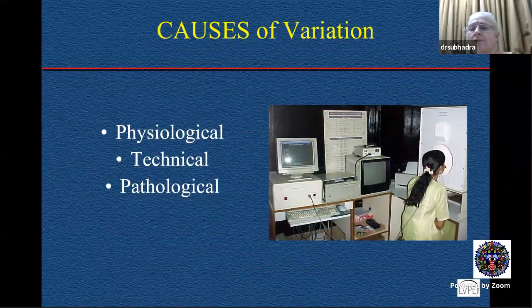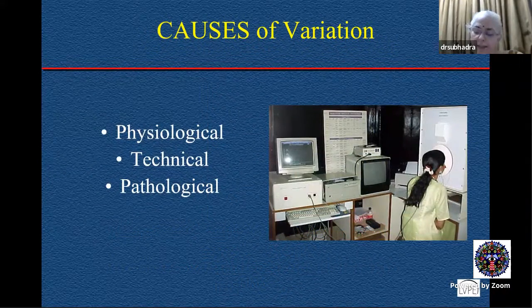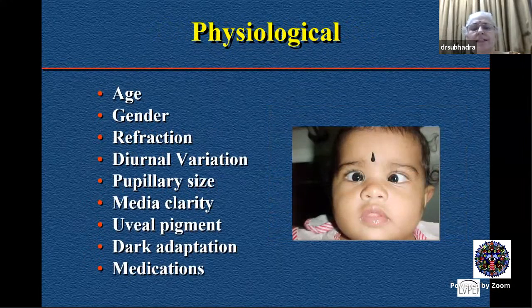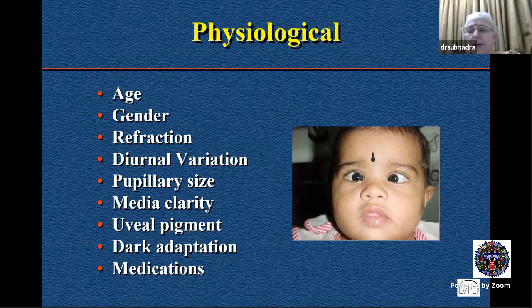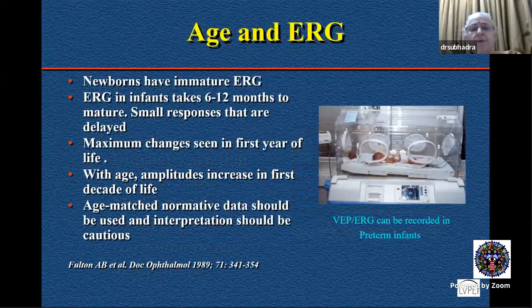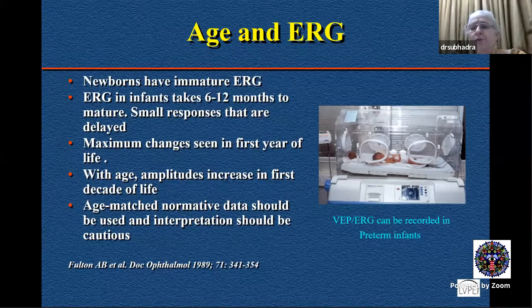Now, the causes of variation, before you answer whether this is pathological or not, could be physiological, technical, and actual pathology. So there are various things which affect the flash ERG and all other electrophysiology. And we should record all these parameters side by side. For example, in newborns, it will be a very immature ERG. So if you don't get an ERG in a newborn, it doesn't mean the child has a retinal dystrophy. So then we should wait, and after 6 to 12 months only, we should check.